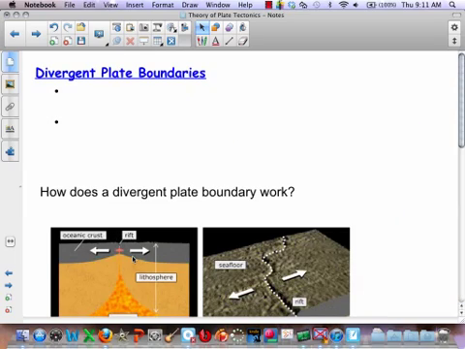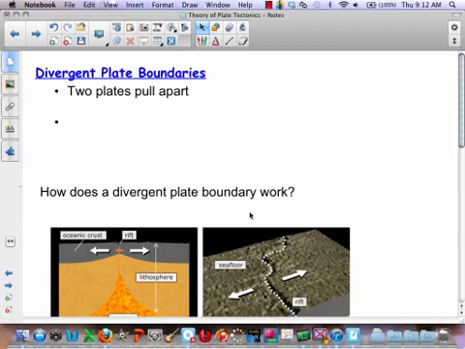So first let's take a look at divergent boundaries. You guys already told me what's happening when you diverge. You're moving apart. Okay, so it's when our two plates are being pulled apart. The Mid-Atlantic Ridge is a perfect example of a divergent plate boundary. You might want to note that.